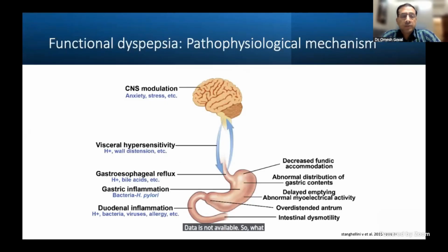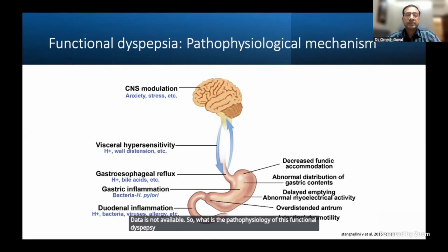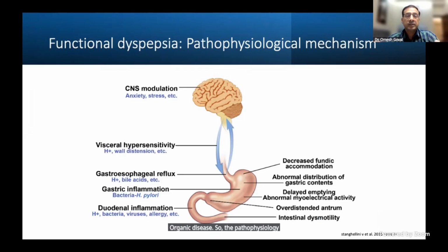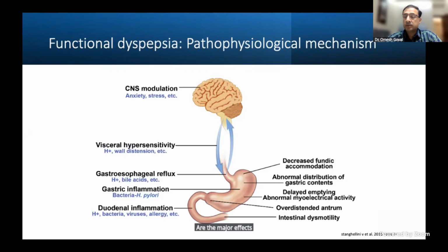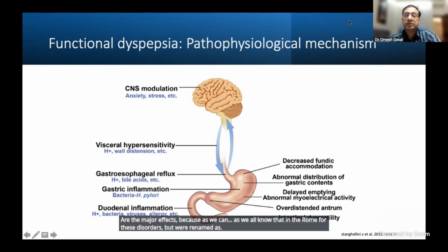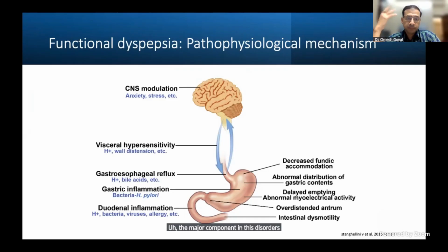So what is the pathophysiology of functional dyspepsia, when we label that there is no organic disease? The pathophysiology is as with common disorders of gut-brain interaction. There are multiple physiological factors which have been linked and which can cause dyspeptic symptoms, starting from CNS modulation. The effects of the CNS are the major effects, because in Rome 4, these disorders, initially termed functional GI disorders, were renamed as disorders of gut-brain interaction, because the major component in these disorders is thought to be from the brain.